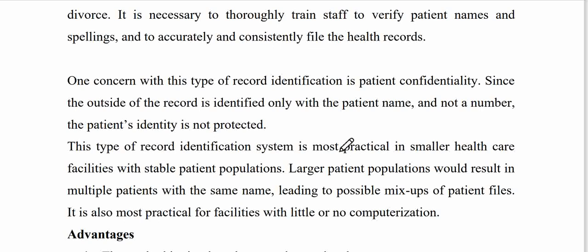Another important concern that is also very vital is patient confidentiality. When it comes to the patient's name, if you're filing based on the patient's name, it is most likely that the names of the patients may appear on top of the file because that is what is used for identification, which is not healthy and safe for patients' identification.